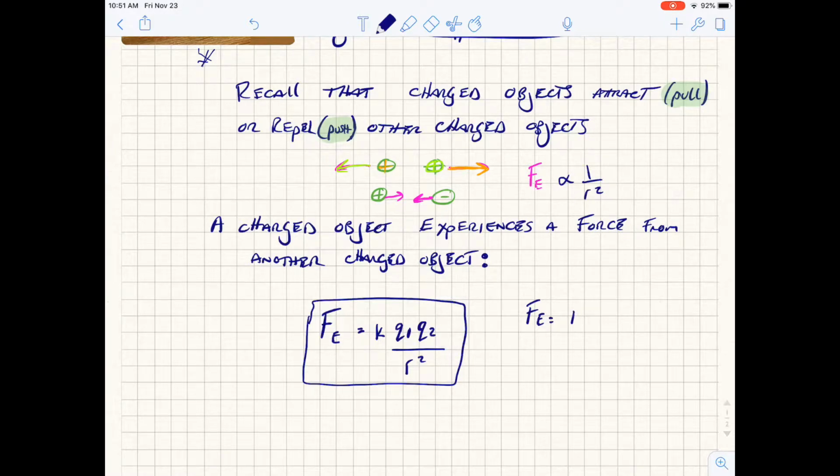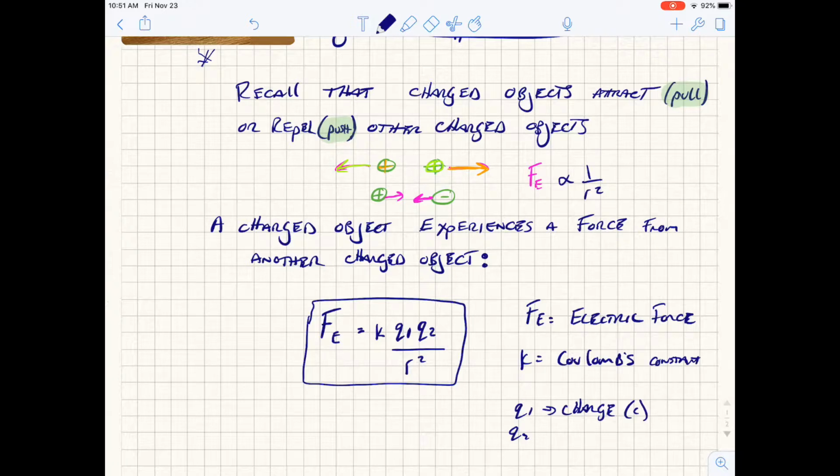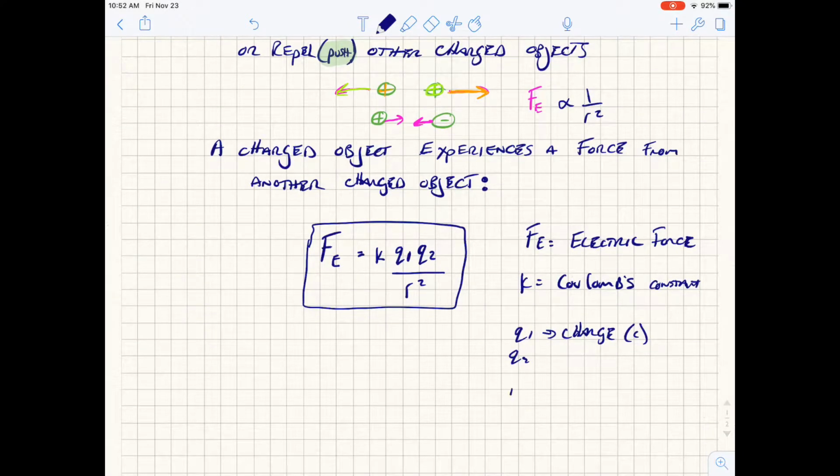Fe is the electric force. K is called Coulomb's constant. I guess when you discover your own constant, you can name it after yourself. And we'll take a look at what that number is in a moment. Q1 and Q2 are the charges in coulombs. And then, of course, r is the distance of separation, the distance between the Q's, and that, of course, needs to be measured in meters.